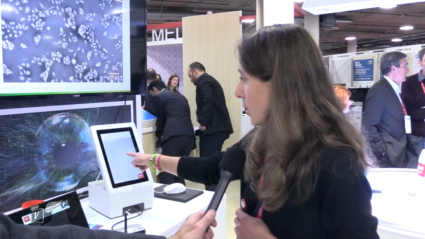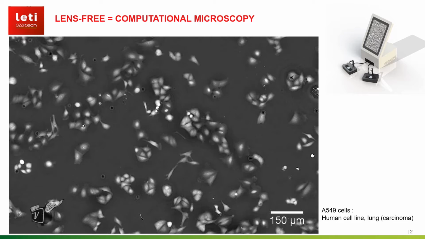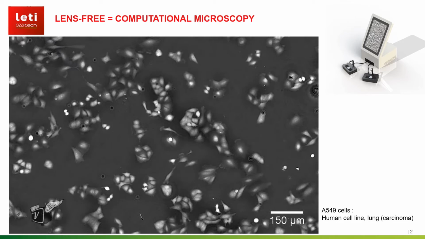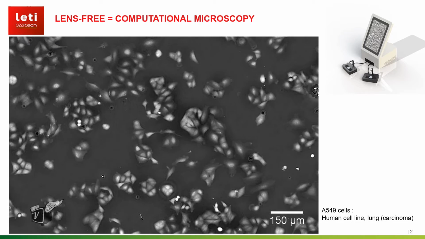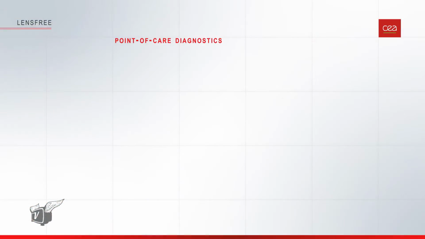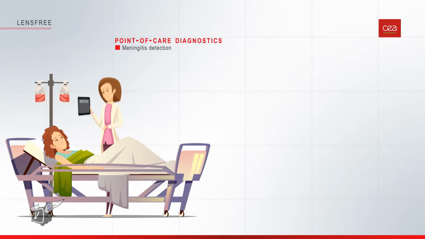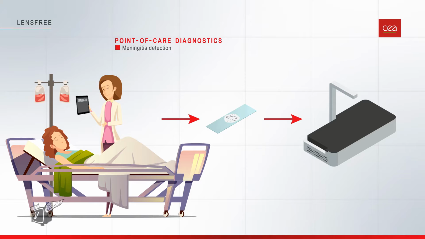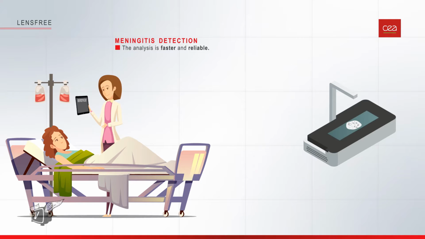So here, for example, you can see that the algorithm has detected that we have cell culture, and we can analyze all the different populations of cells that are visualized on this image. So, for example, for point-of-care application, we are able to detect and classify how many red blood cells and how many white blood cells we have inside the sample.